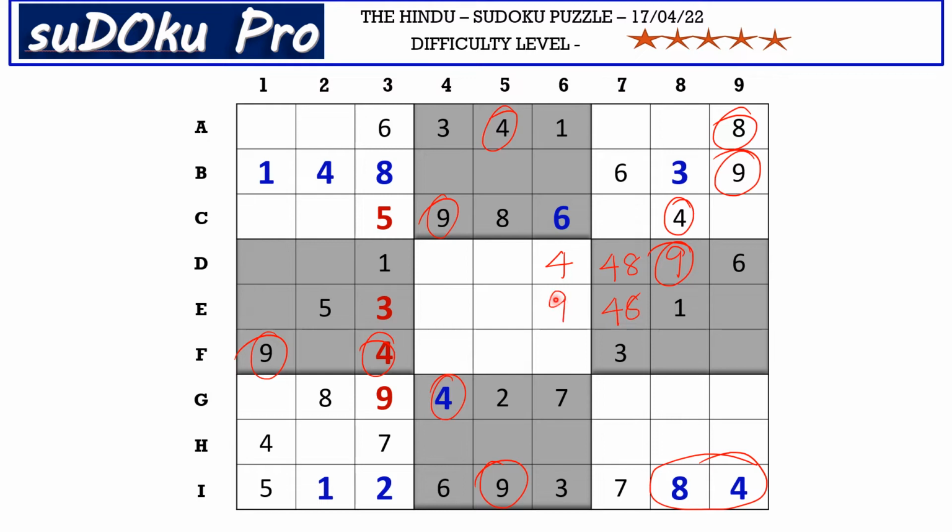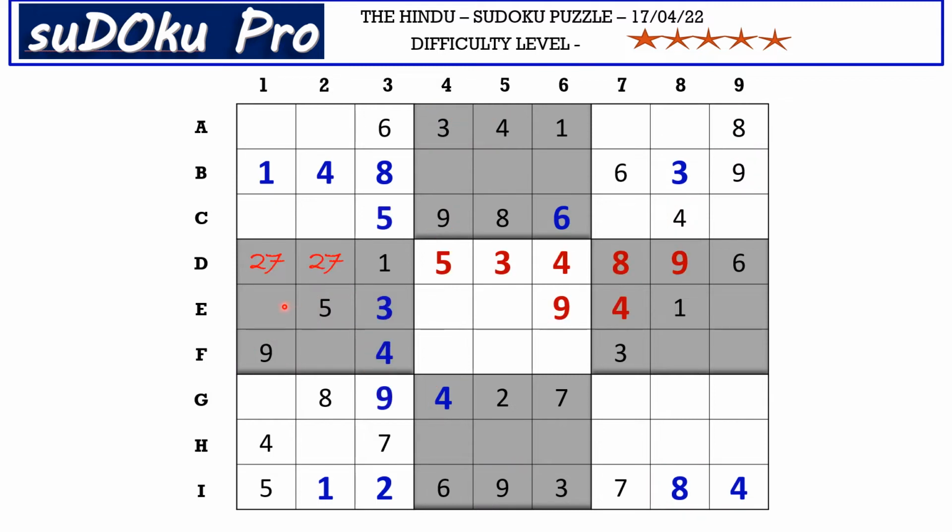Now in D row, there are only 4 empty cells. You can see here 3 and 5 blocking these two cells. That means 3 and 5 has to be in these two cells. There is a 3 blocking from here. So D4 takes 5 and D5 takes 3. Now in D row, there are only 2 empty cells and the missing numbers are 2 and 7. Let's mark it with 2, 7 pair.